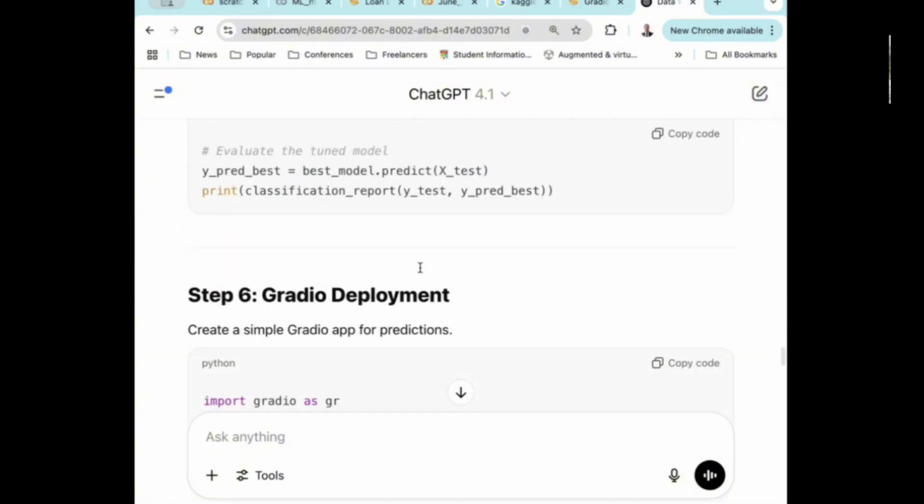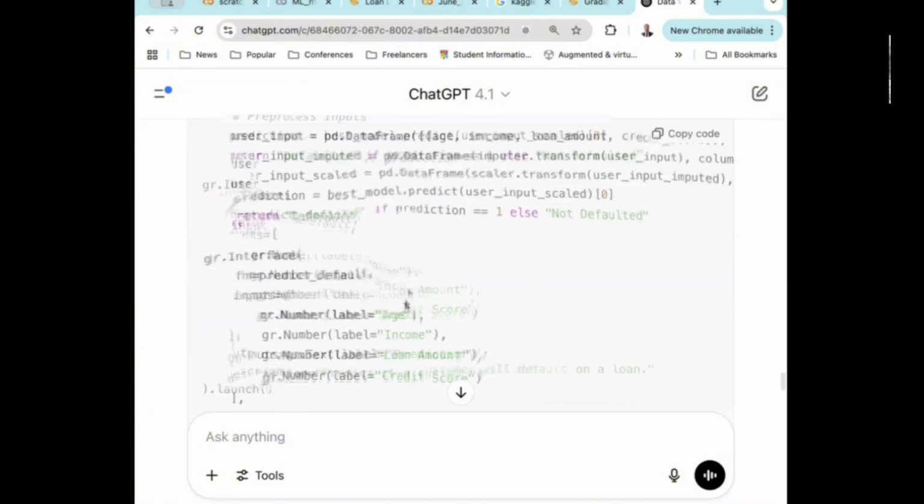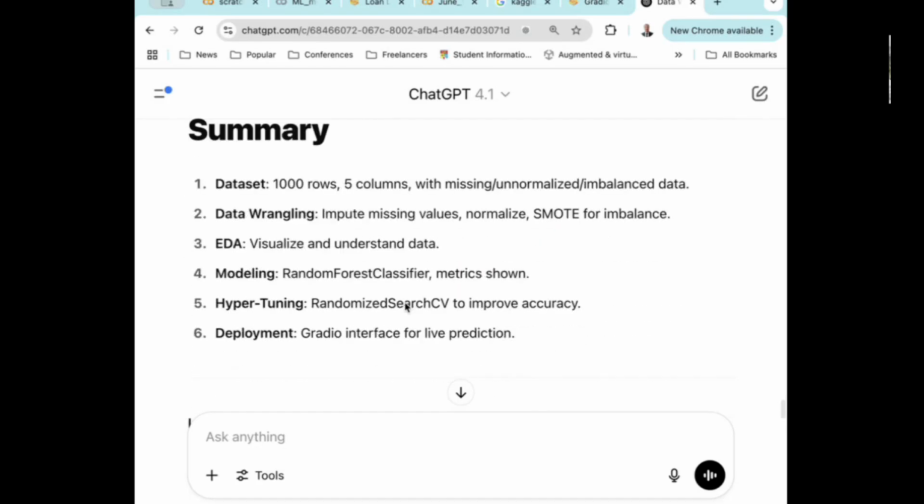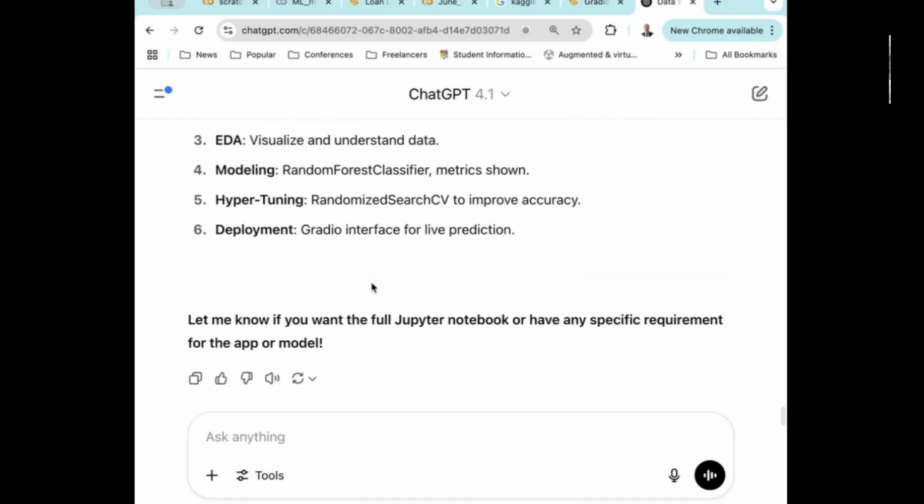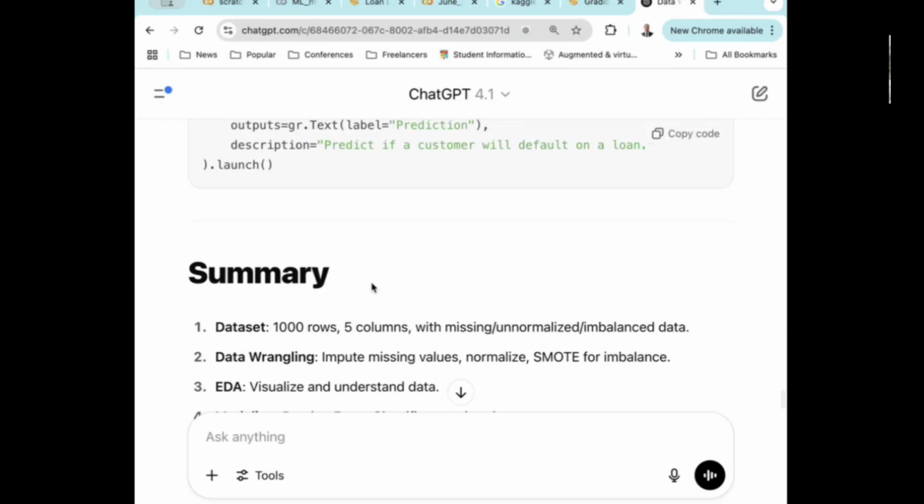Hypertune the random forest, and then using Gradio. This is a Gradio to deploy. And this is a summary. Okay, you can see I am familiar with building machine learning model. Once you get familiar with building machine learning models, then you can use AI. You can use generative AI to help you with the code and with whatever you need.